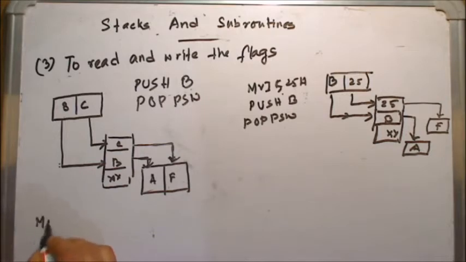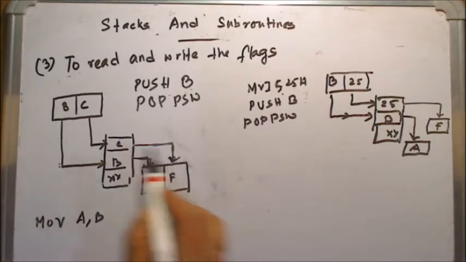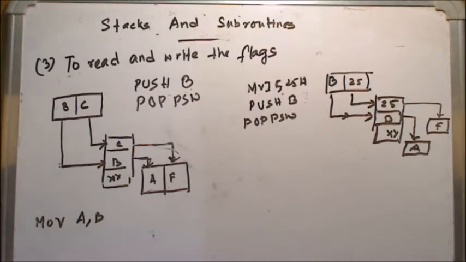A will get the value of B, which is very simple; we can also write MOV A, B. But F will get the value of C. There is no other way in 8085 by which you can do this. This is the only method where you can write the flag register. Fine, so now you have a brand new value in the flag register.